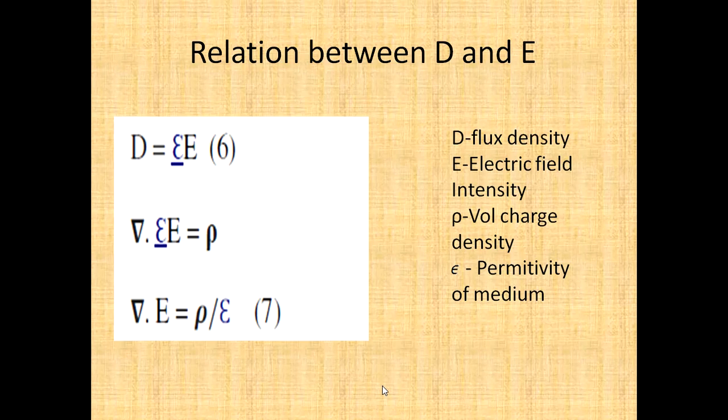The flux density D and the electric field intensity E are related by epsilon, the permittivity of the medium. If you multiply the permittivity of the medium with E, you get D. We now replace this in the Gauss law in point form, del dot D bar is equal to rho. So epsilon E is replaced, and del dot E is equal to rho upon epsilon.